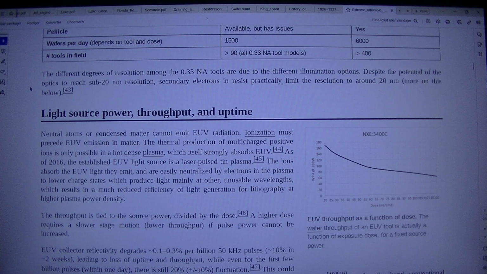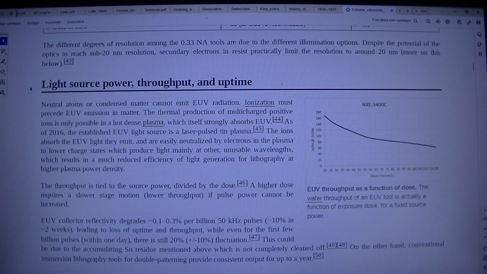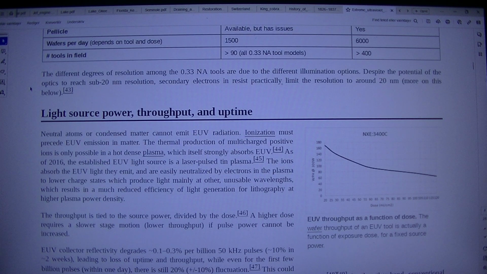No pellicle available, but has issues. Wafers per day depends on tool and dose. There are 150 tools in the field, GT90, all 0.33 NA tool models, and GT400. The different degrees of resolution among the 0.33 NA tools are due to the different illumination options. Despite the potential of the optics to reach sub-20 nm resolution, secondary electrons in resist practically limit the resolution to around 20 nm, more on this below.